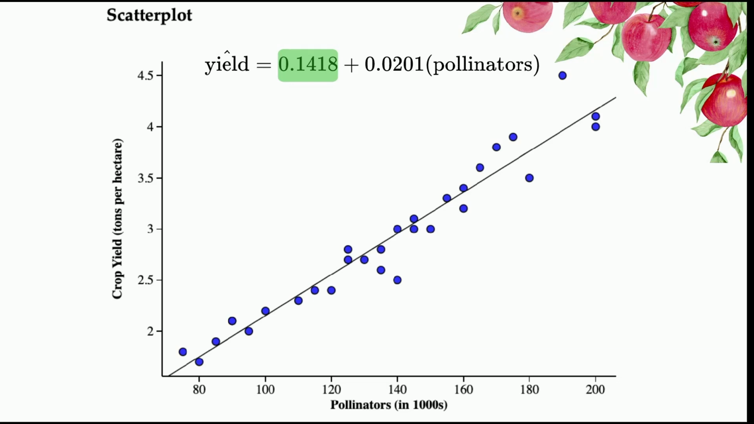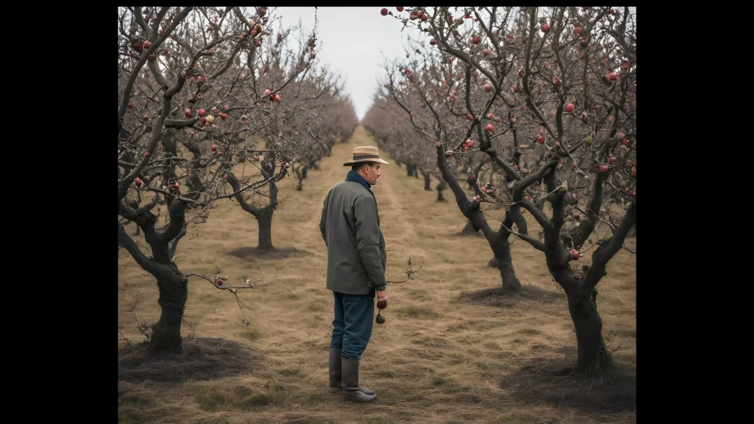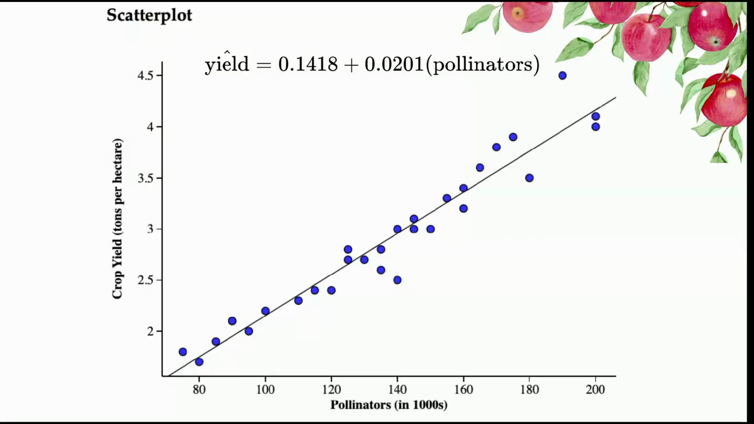The y-intercept, which is 0.1418 tons per hectare, represents the predicted crop yield when there are no pollinators, 0 pollinators. While it's impossible to have 0 pollinators, we hope, this value gives us a glimpse at what might happen if we were to drastically reduce the number of pollinators. Even without pollinators, there's still some amount of production, but it's significantly lower. By representing the slope and y-intercept separately, we can better understand how the number of pollinators impacts crop yield. Keep in mind, while these calculations fit the data, they're just predictions, not guarantees.